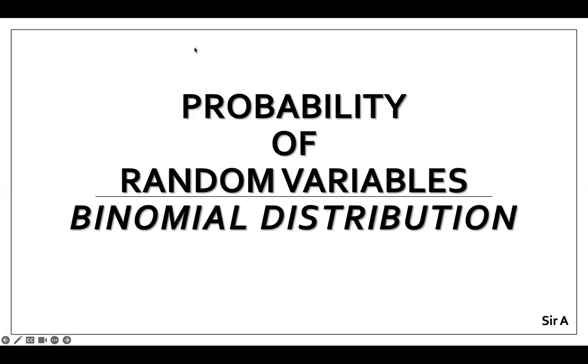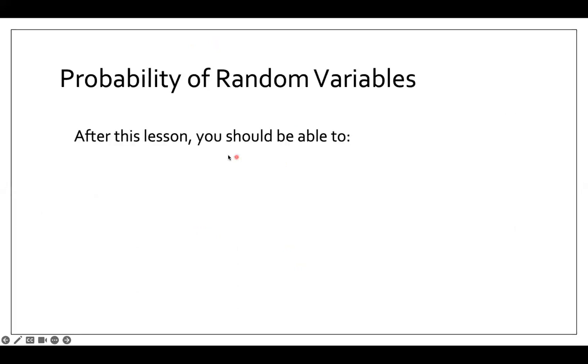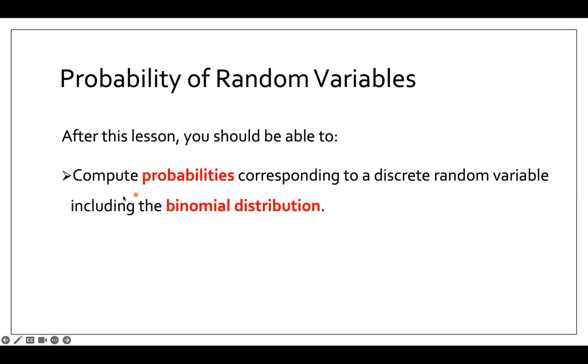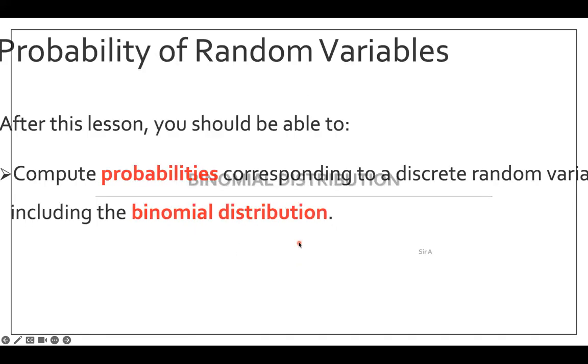Okay, hello there. Here we are in the next video in our lessons in probability. We are in this part, probability of random variables, and we're going to talk in this video about binomial distributions, a special kind of discrete probability distribution. So our objectives for this lesson, straight to the point: compute probabilities corresponding to a discrete random variable, including the binomial distribution. And we're going to focus on this one.